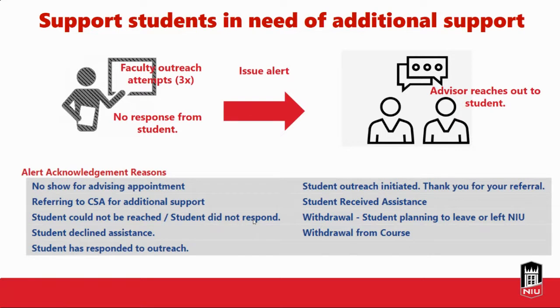We also will have cases in which the initial need was closed out, but we're going to refer that to the Center for Student Assistance for additional support. So if you see that closed out, it means that the initial issue has been addressed or has begun to be addressed. Might not be completely taken care of yet, but you as the issuer need to know that something has been done or something is in progress, rather than not hearing anything. And of course, student outreach is initiated, as well as students received assistance. So that'll give you a sense of what's happening with the issues.